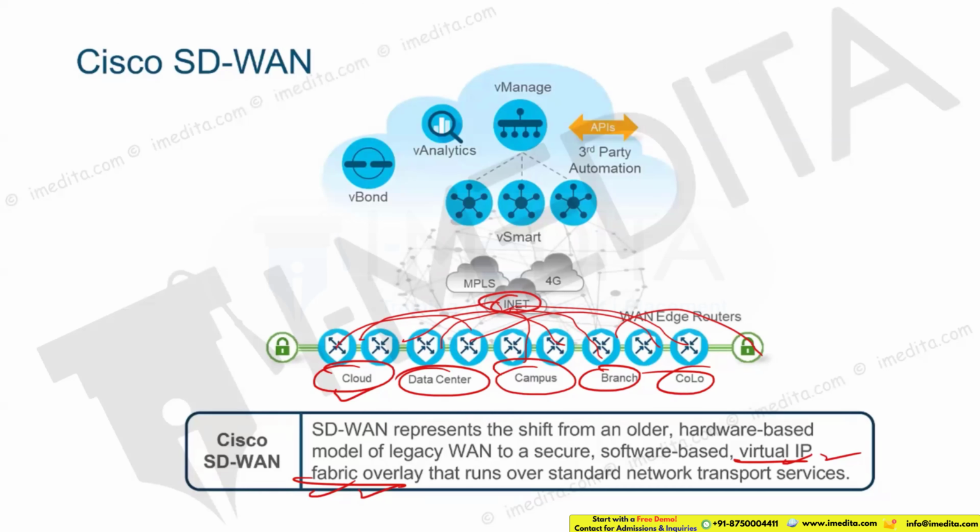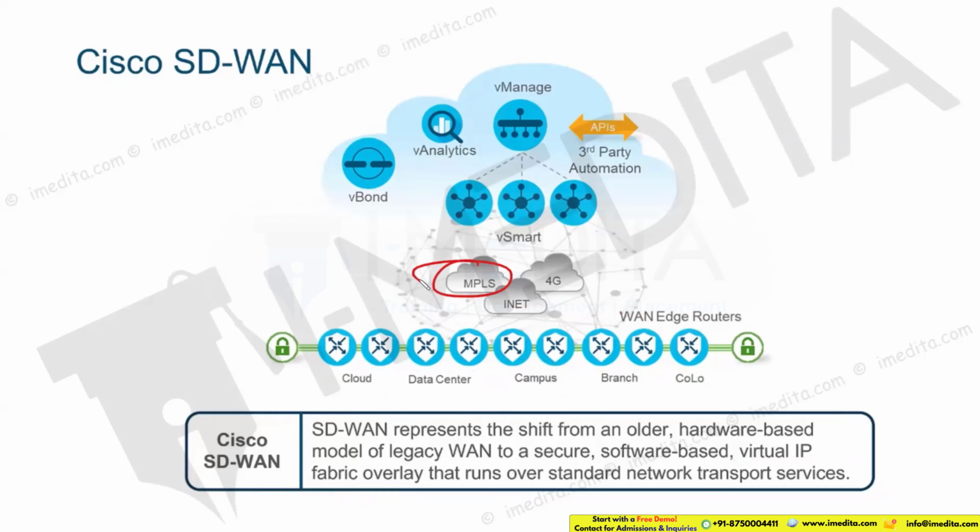So as a transport, if you want to keep using MPLS, you can keep using MPLS, but also you can use internet, and mainly you can rely on the broadband services, and also you can rely on 4G LTE services. So transport is same as before.